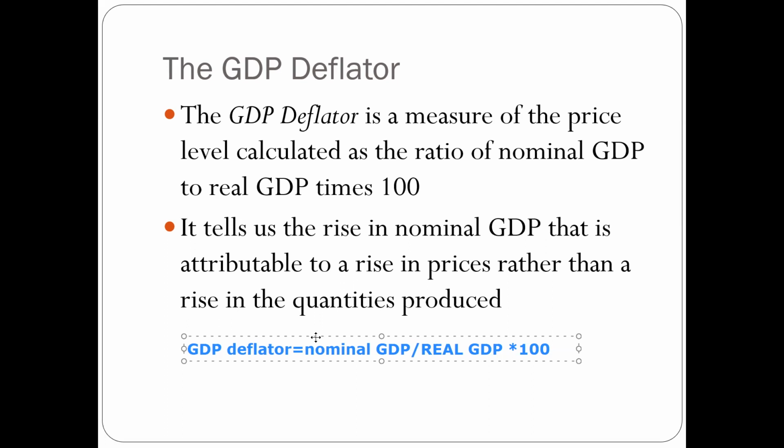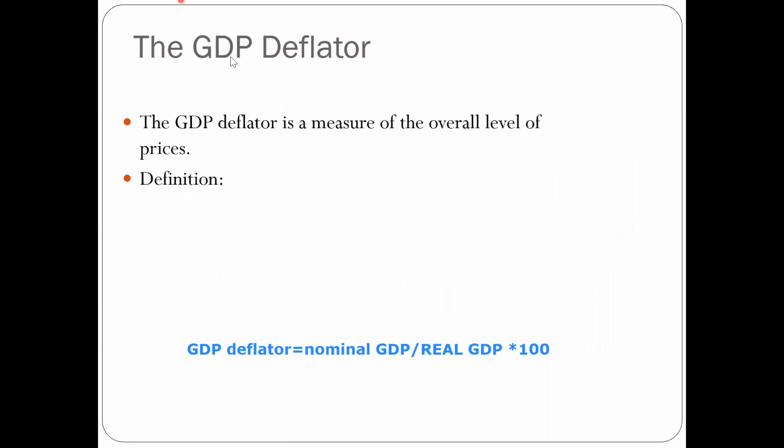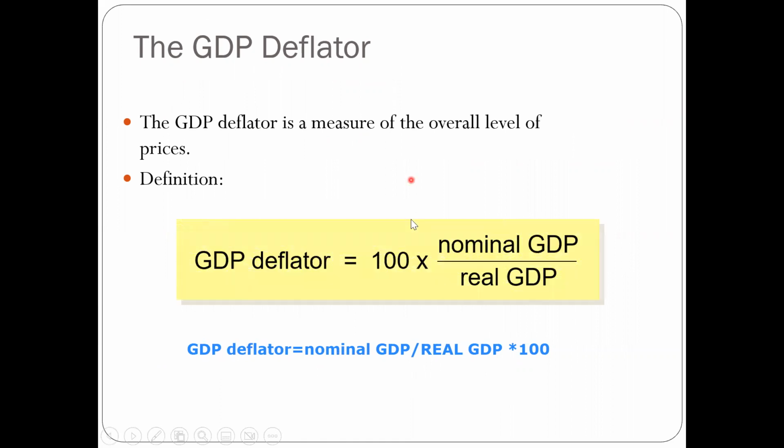And you will notice this when calculating the GDP deflator for the base year. When we calculate the GDP deflator for the base year, it equals 100. Why? Because the nominal GDP is equal to real GDP. So the GDP deflator is the measure of the overall level of prices, and we have the formula: GDP deflator is equal to nominal GDP divided by real GDP multiplied by 100.